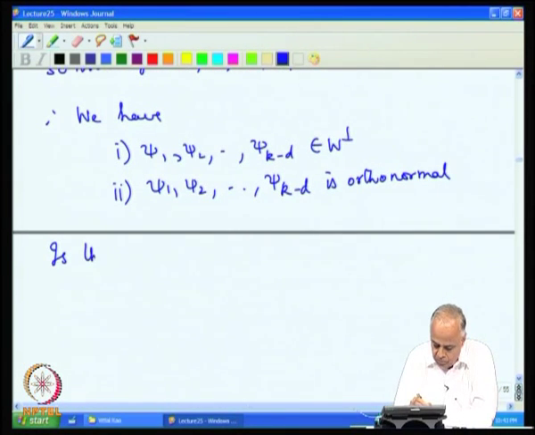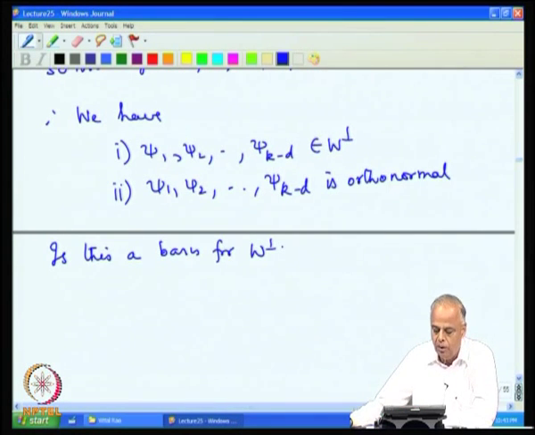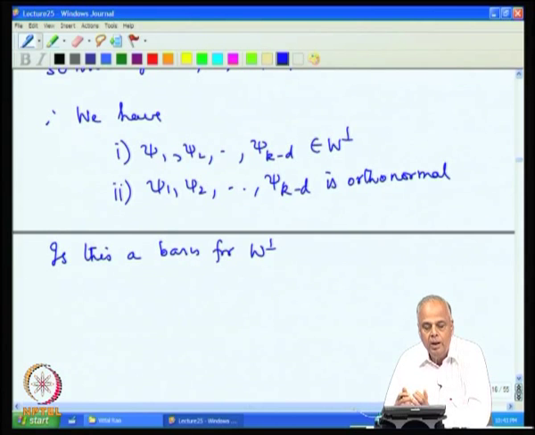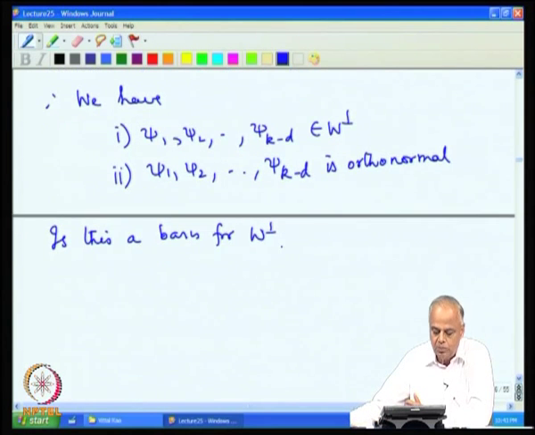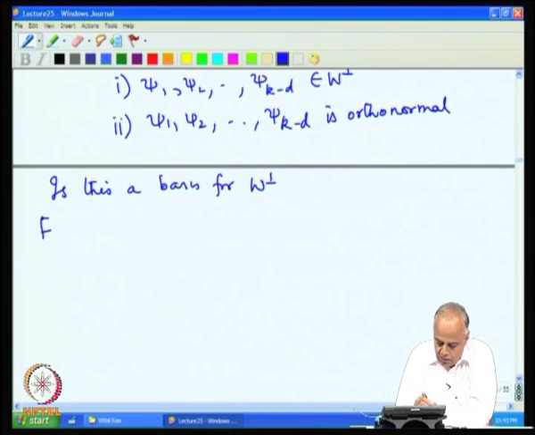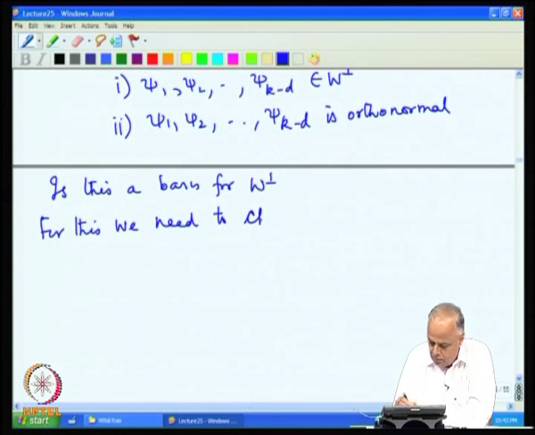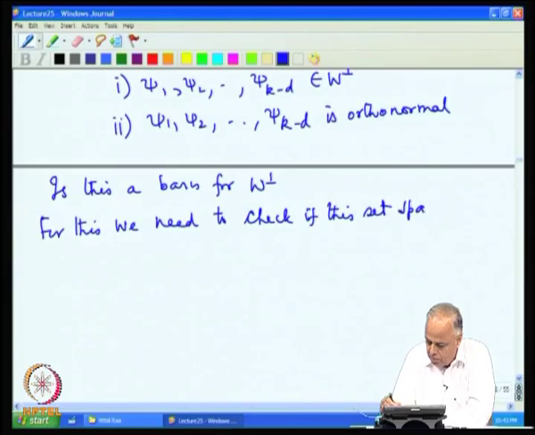Is this a basis for W perp? For this, we have to check whether every vector which is in W perp is a linear combination of this, because it is already orthonormal and hence linearly independent. Therefore, the only requirement to be checked for this to form a basis is whether it spans the space. So, for this we need to check if this set spans W perp. So, let us check that.